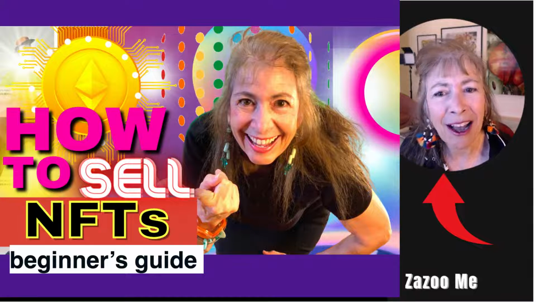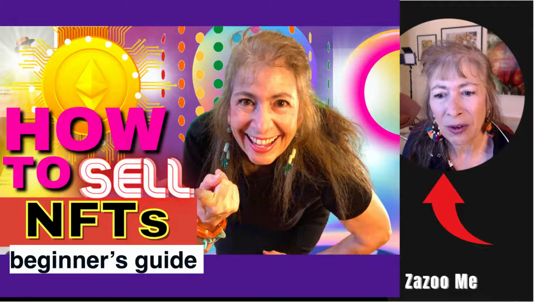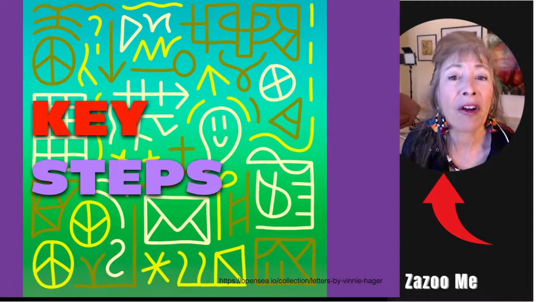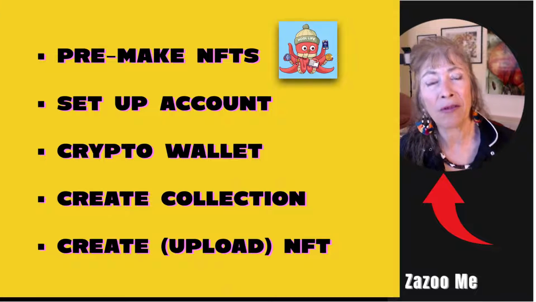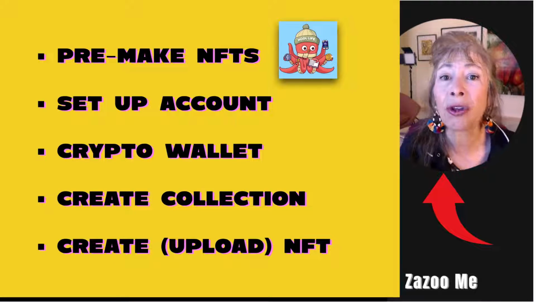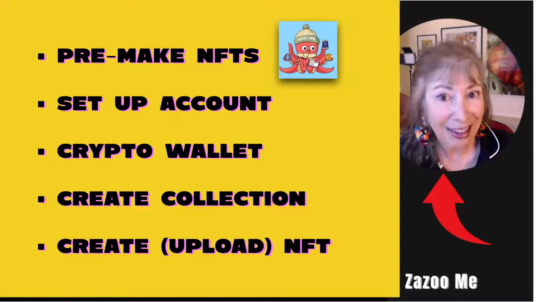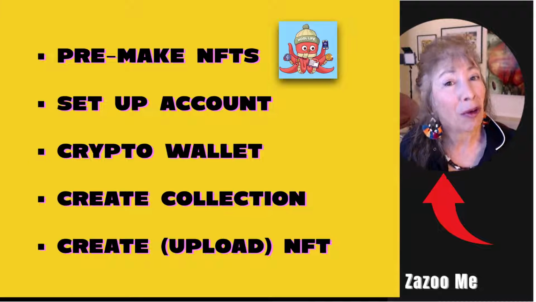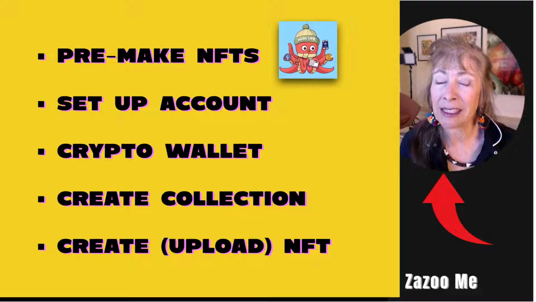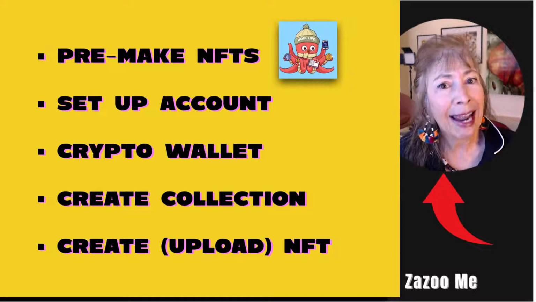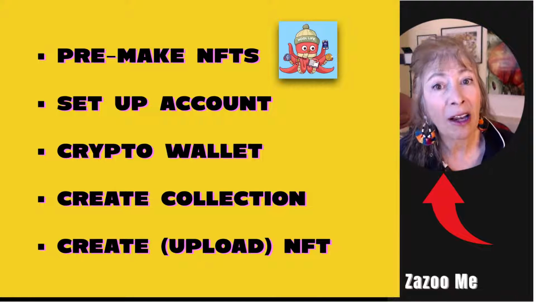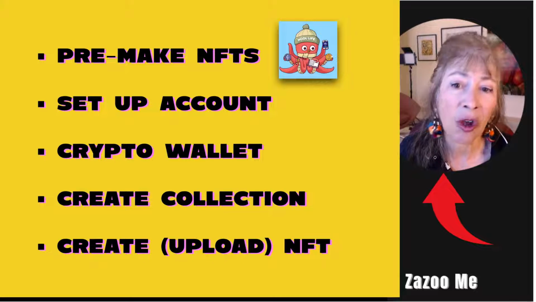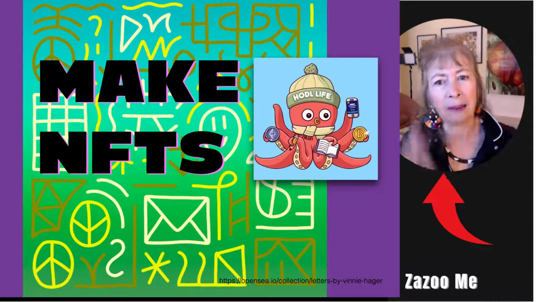This is a beginner's guide, and I am going to get right into it because, of course, I'm super excited about this. There are a few key steps that you need to know. The first is that you have to pre-make your NFTs, and I'm going to talk about all of this. You want to set up your account on OpenSea. You need a crypto wallet, which I talked about in the last couple videos. Then you want to create a collection on OpenSea itself, and then you want to upload your NFTs, and that's called create as well. So you create NFTs.